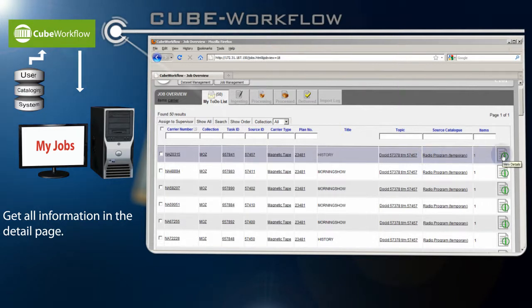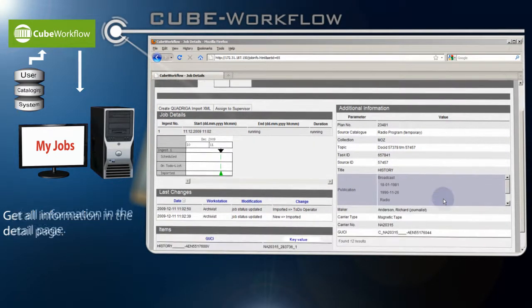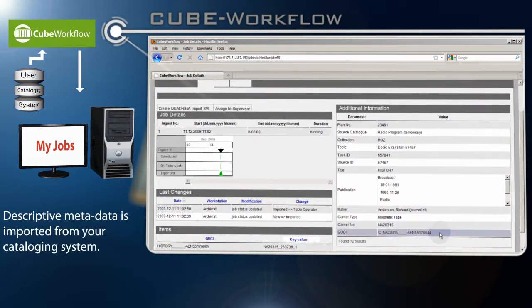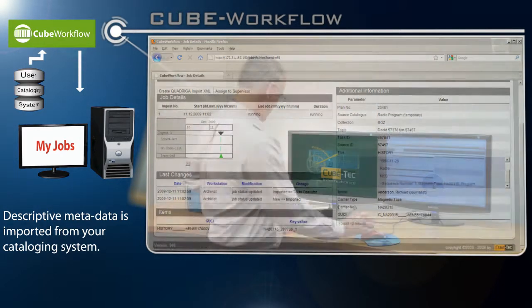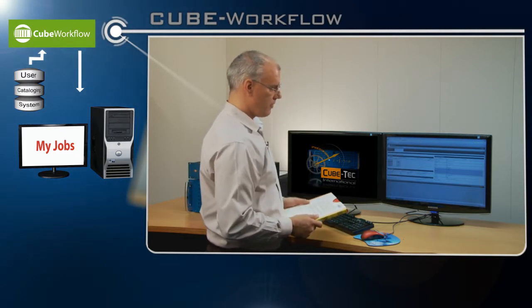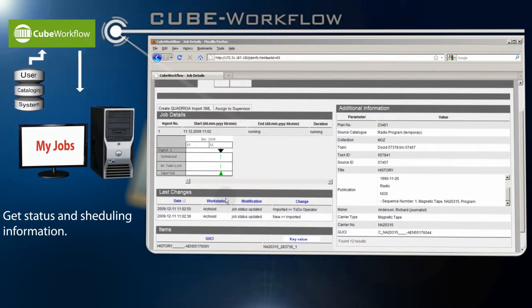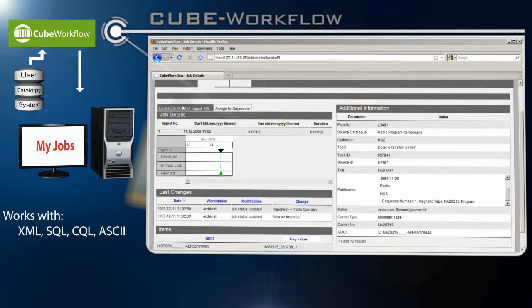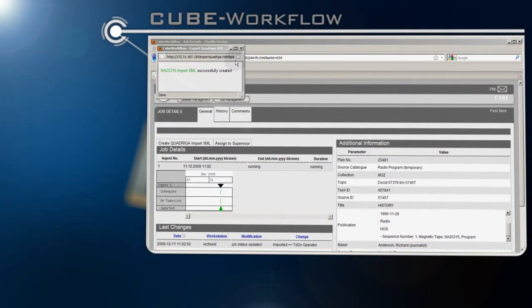I can look at the details for each item, and in the detail page on the right-hand side I have additional information. This represents descriptive metadata that was exported from the cataloging system by the archivist. I can compare that information with the tape box and make sure that all of that is correct. On the left-hand side, I have status information and scheduling information for the job. If everything looks correct, I can export that as an XML document for QUADRIGA, and that allows me to begin my ingest.